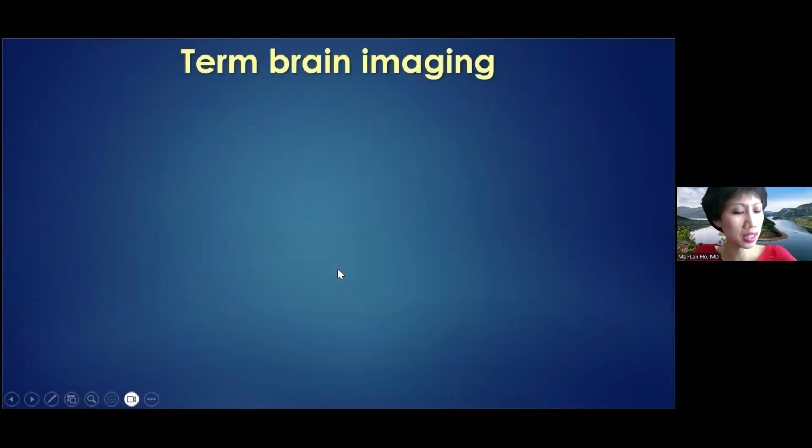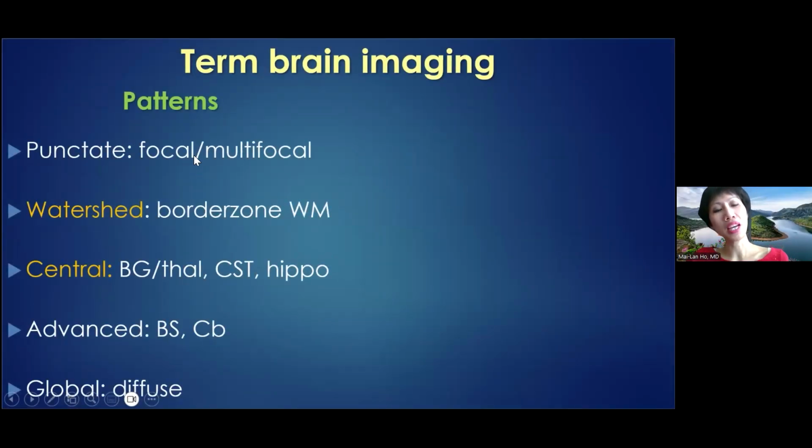Okay, so term brain imaging. There are multiple patterns described. It depends on the duration and severity of the injury. So you might have just a few little embolic things or whatever, right? So a little punctate injury. But the two most common are the watershed and the central patterns.